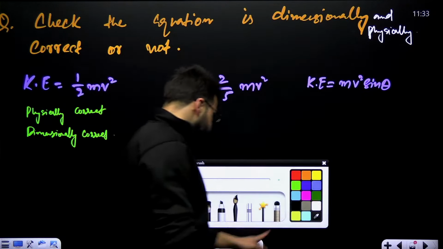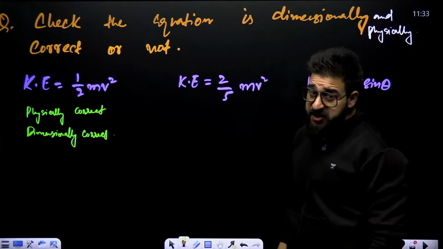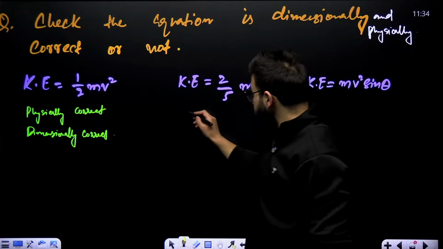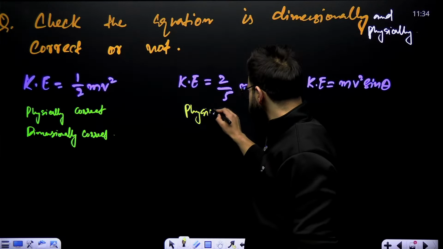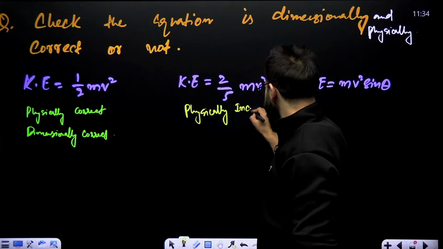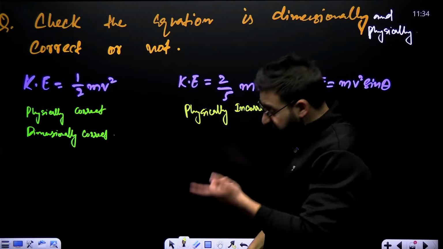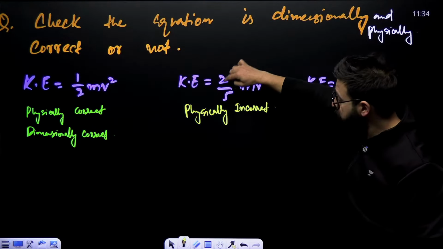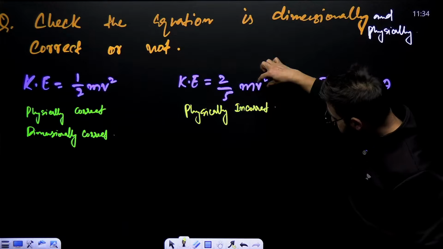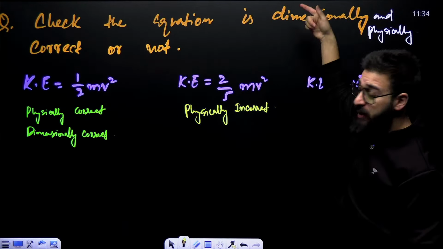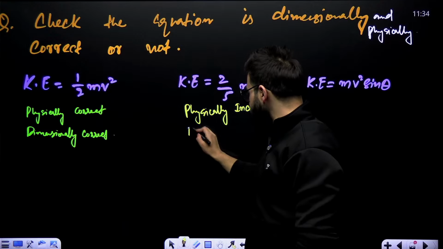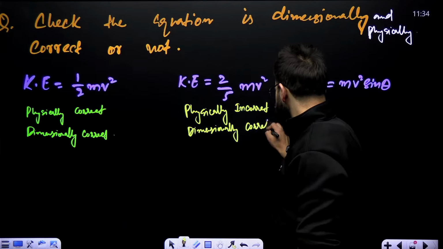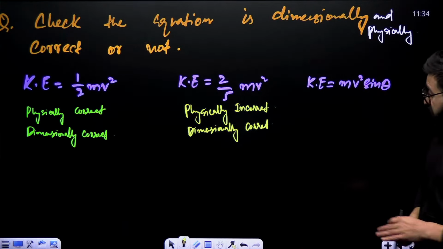Yes. Now, guys, tell me one thing. What about this formula? Is it physically correct? No, sir. This is not the formula of kinetic energy. That is 1 by 2 mv square. It is 2 by 5 mv square. So I can say this is physically incorrect. And when it comes to dimensionally, guys, 2 by 5 is a dimensionless quantity, a pure number. For m, and this will be L2 T minus 2. So yes, it is dimensionally correct. Now tell me, guys, in this one, this is physically incorrect.